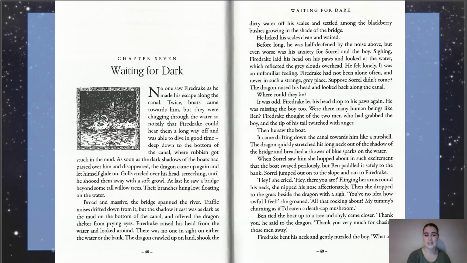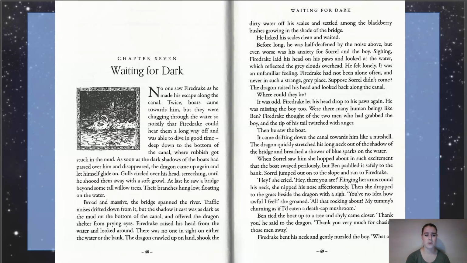No one saw Firedrake as he made his escape along the canal. Twice, boats came towards him, but they were chugging through the water so noisily that Firedrake could hear them a long way off and was able to dive in good time, deep down to the bottom of the canal where rubbish got stuck in the mud. As soon as the dark shadows of the boats had passed over him and disappeared, the dragon came up again and let himself glide on. Gulls circled over his head, screeching, until he shooed them away with a soft growl.